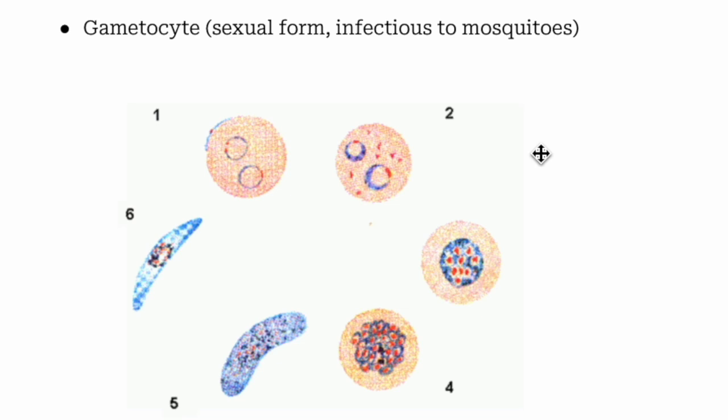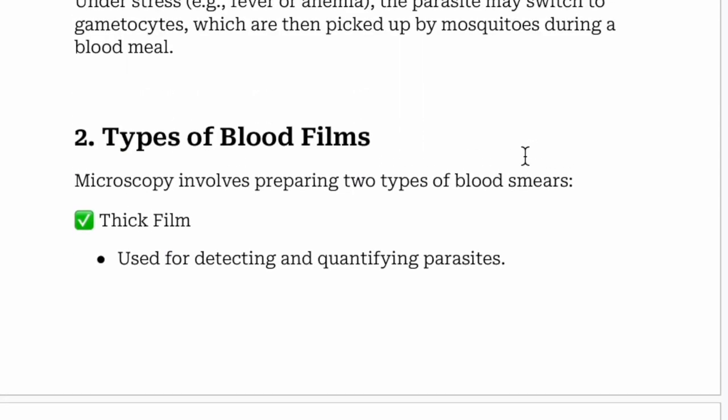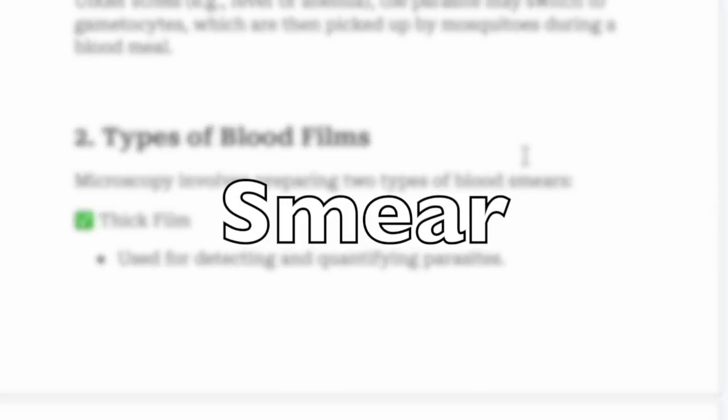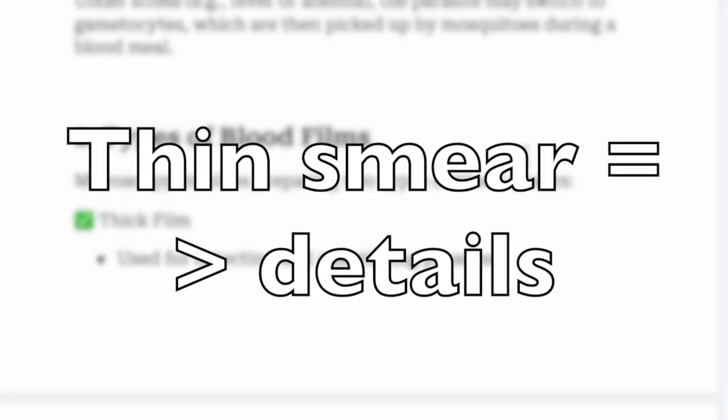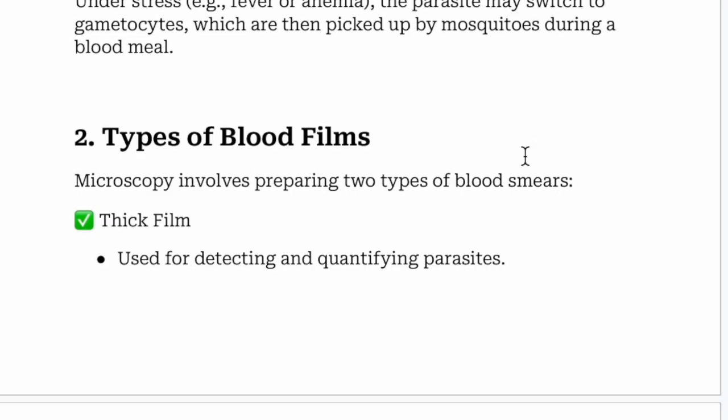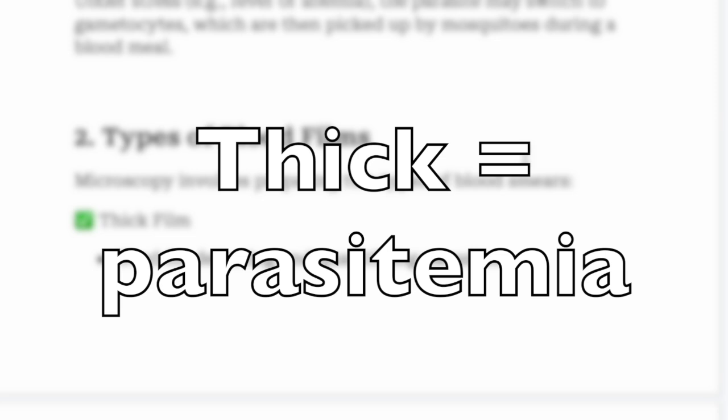So in clinical laboratories, or research laboratories even, you will prepare smears if you want to visualize it. In the research laboratory, you typically would only use a thin smear so you can really get the details and look at the species that you have in your sample. But in the clinic, two types of films are prepared. There's a thick film. The thick film is used for detecting and quantifying the parasites.